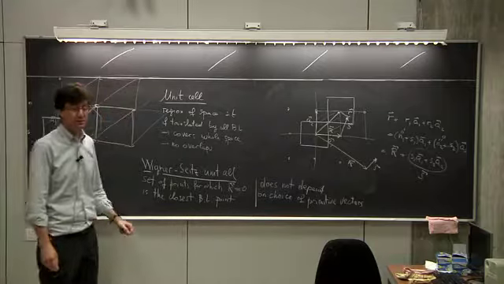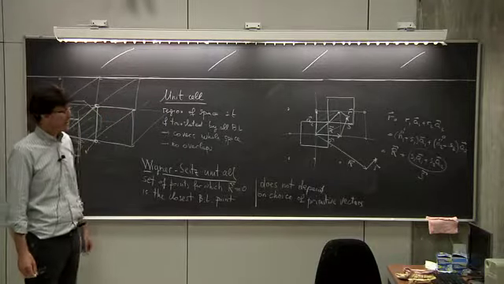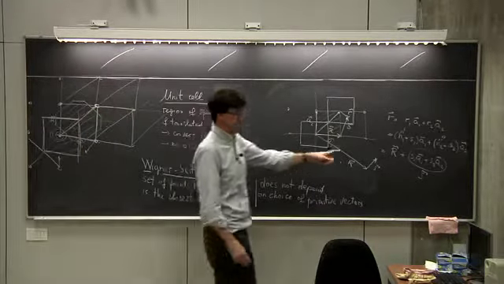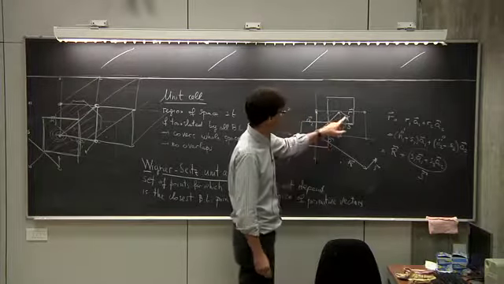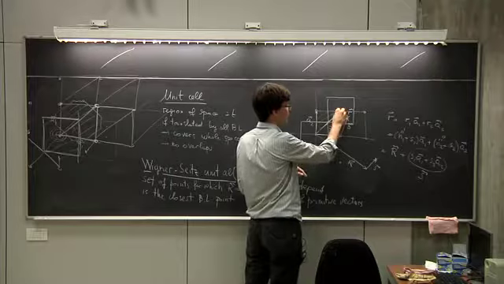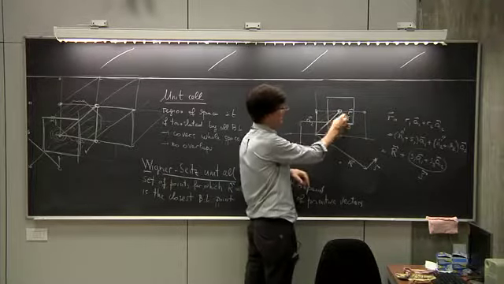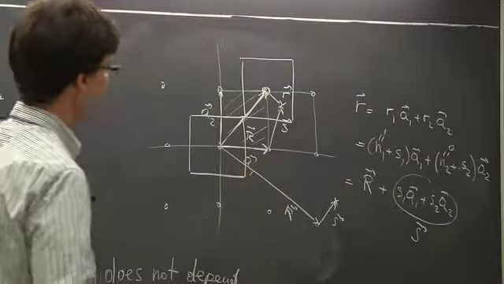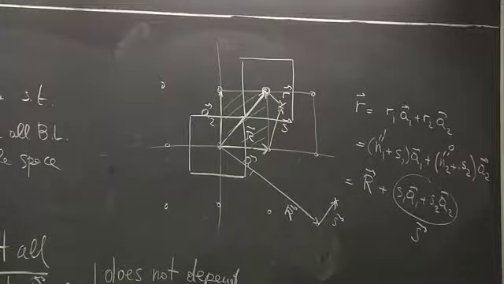Yes? In this case, R, capital R, you mean? No, in this case, capital R would be this one, right? I have to go to the closest Bravais lattice point. So capital R will be this one. All right. So that's the unit cell.